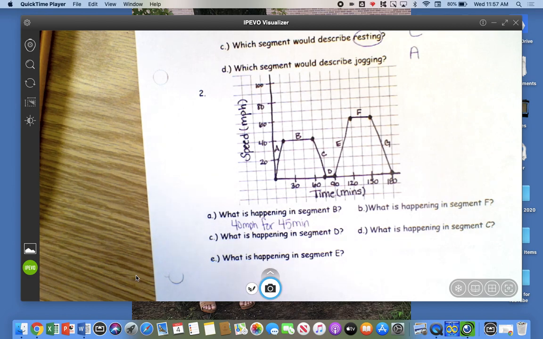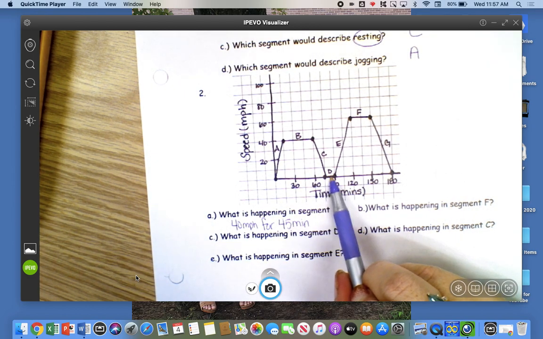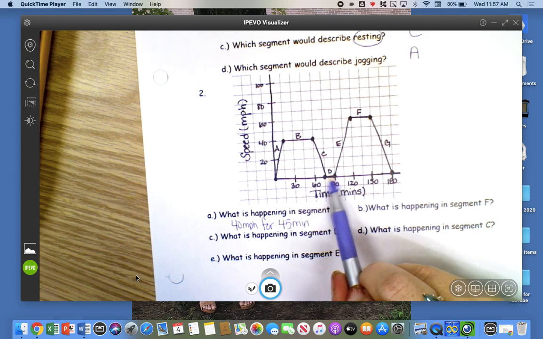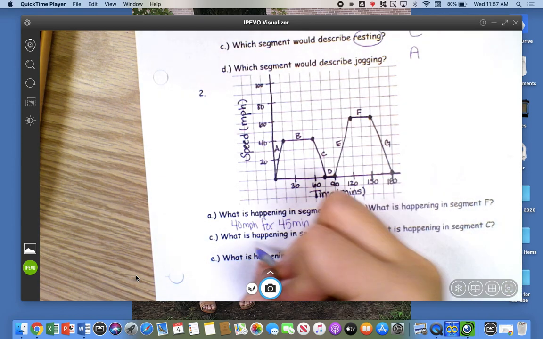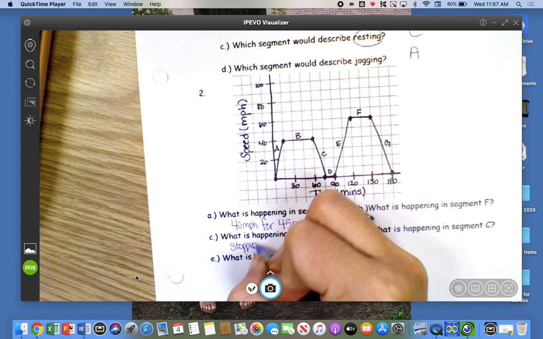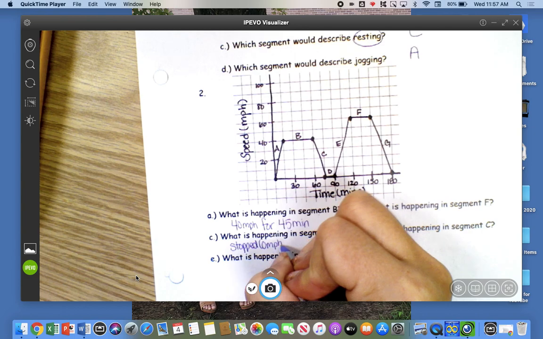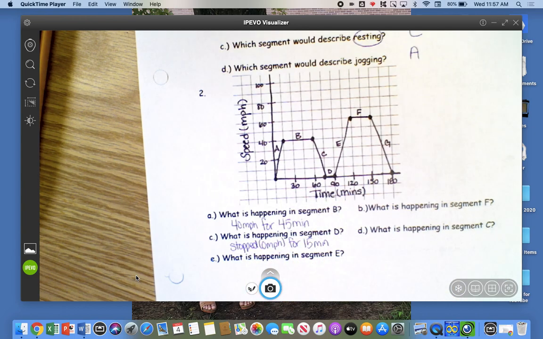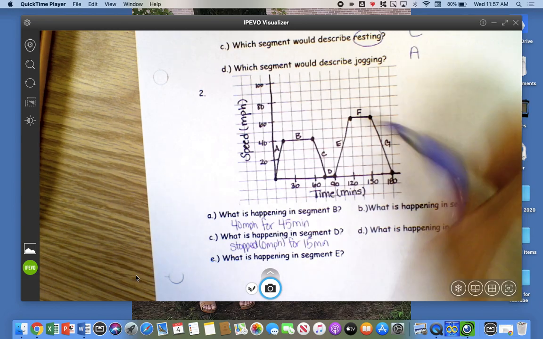All right, in segment D, we're down here at 0. Now this is just one little unit, so that's 15 minutes. So we are stopped, or you could say 0 miles per hour for 15 minutes. Oh, I went out of order. That's okay. All right, next example, segment E.